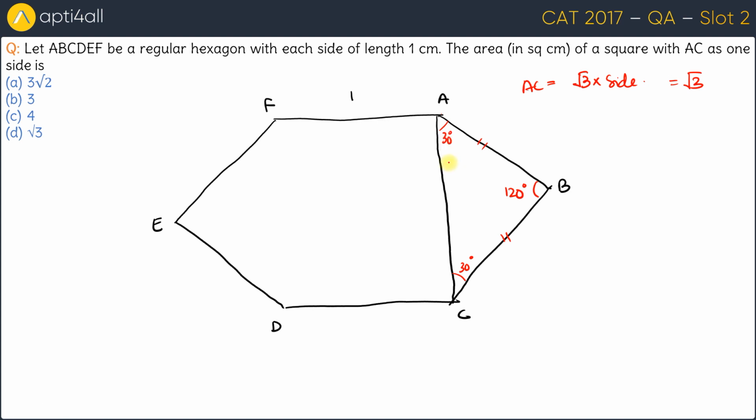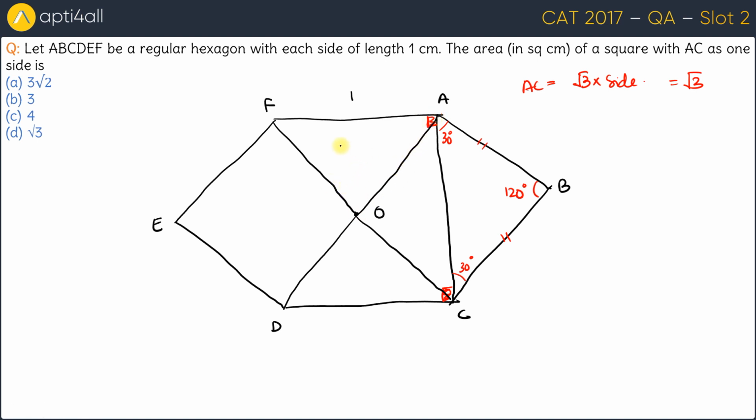Let's derive it also. How can you derive it? So if this is 120, this is 30, this is 30, and the internal angle here also is 120, then 120 minus 30 is 90. So these two angles are effectively 90, right? Now if this is the center of the hexagon, let's join the center O with CD and FA.